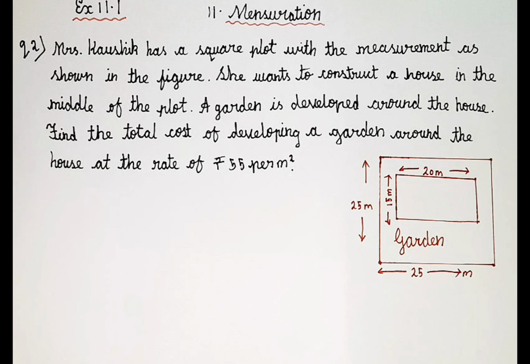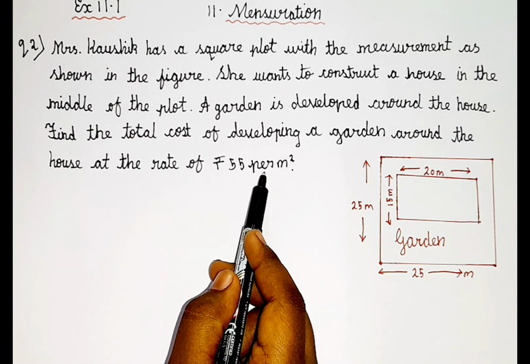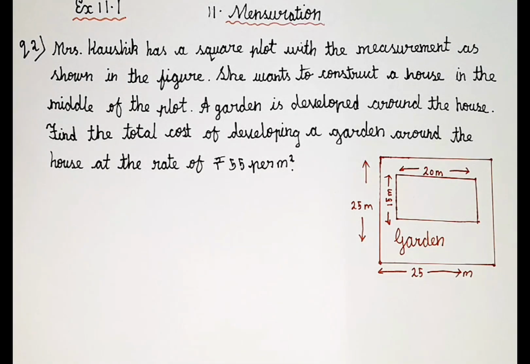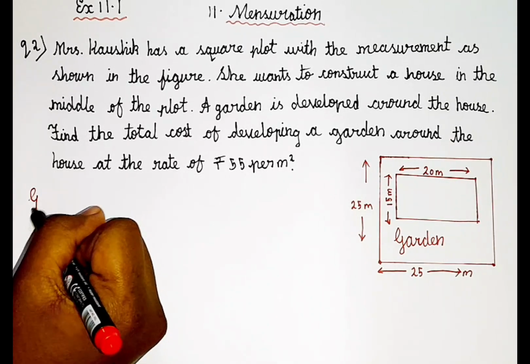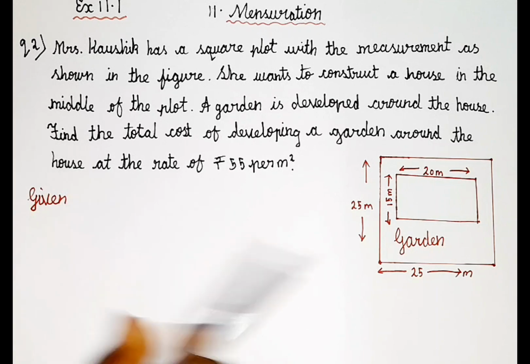So the question is, we have to find the cost of this garden. How much does it cost? They have given a hint, that is 1 meter square. So for 1 meter square the cost is rupees 55. Now we shall solve this. First let's write the given. In the diagram we have the measurements, right?